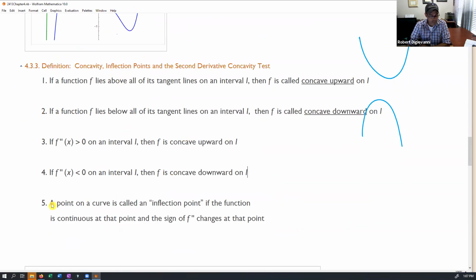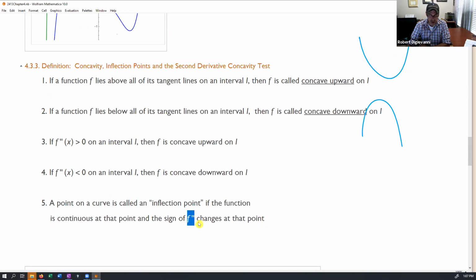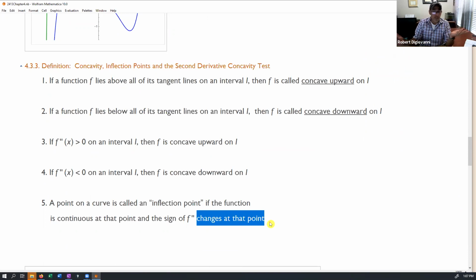Okay, so a point on the curve is called an inflection point of the function if the second derivative changes signs at that point. So if it goes from positive to negative or negative to positive, we have inflection points. All right, so I think the best way to do this is just to get into an example and see how it all plays out.